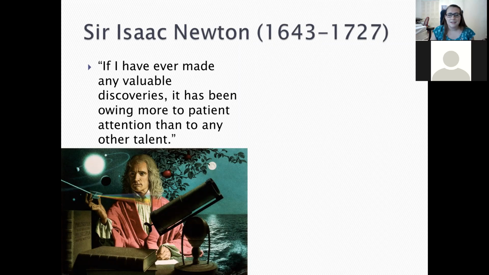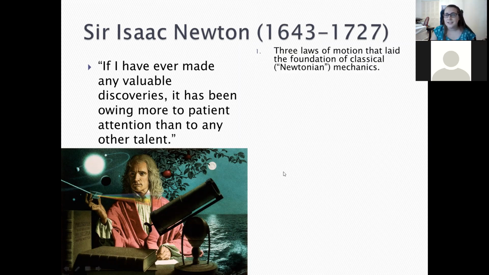Because I'm just going to take a quick second and run through a quick list of 10 of his most important contributions to science and math and the modern world. And yet, even with these 10 that we'll go through, he says, if I've ever made any valuable discoveries, it's been owing more to patient attention than any other talent. And I think that's encouraging. It should be encouraging to you. Because he's saying it wasn't because he was super talented, it's because he was attentive and patient. And anybody can be attentive and patient. So here we go. Here's our list of 10 huge contributions from Isaac Newton.